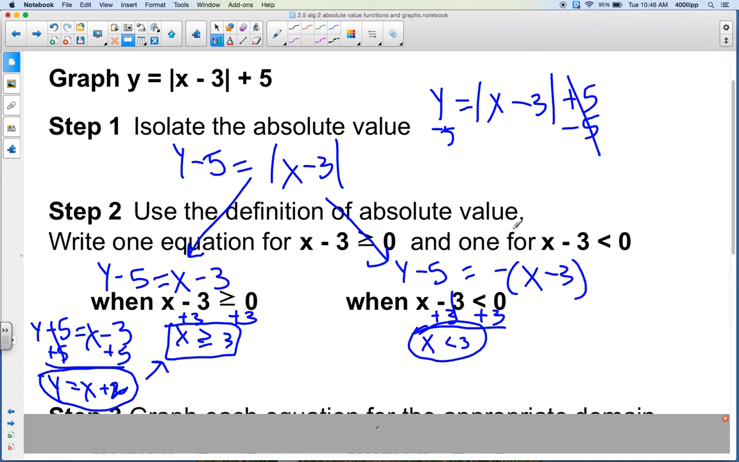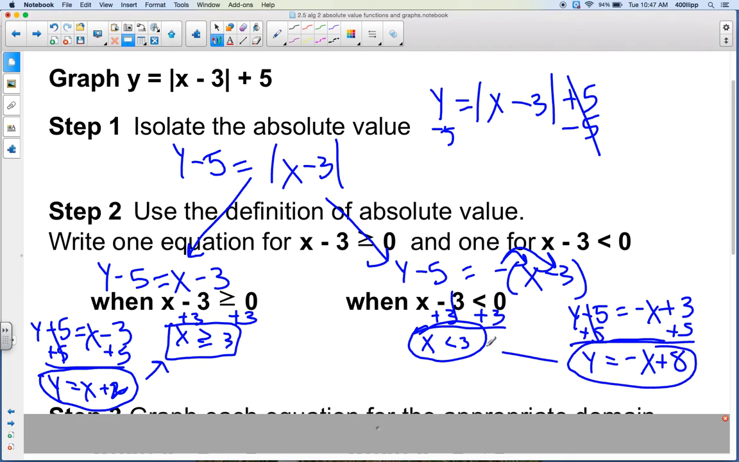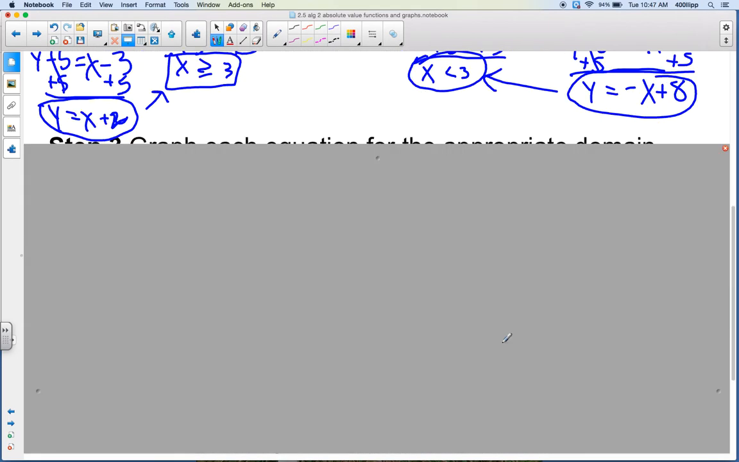So using this here, I'm going to distribute in your negative, and I'm going to get y minus 5 is equal to negative x plus 3. Getting this 5 over, I get y is equal to, that will cancel, and I get negative x plus 8. So I'm going to graph this equation for these x values.